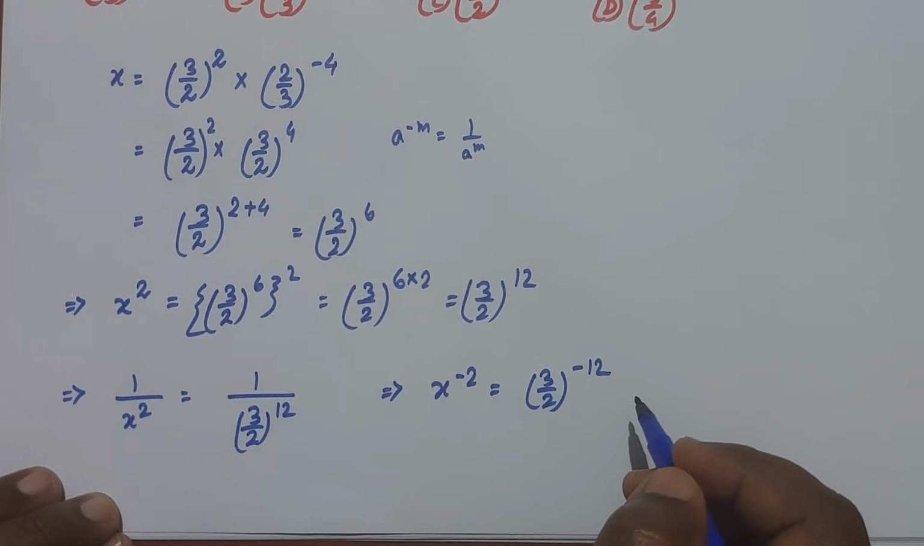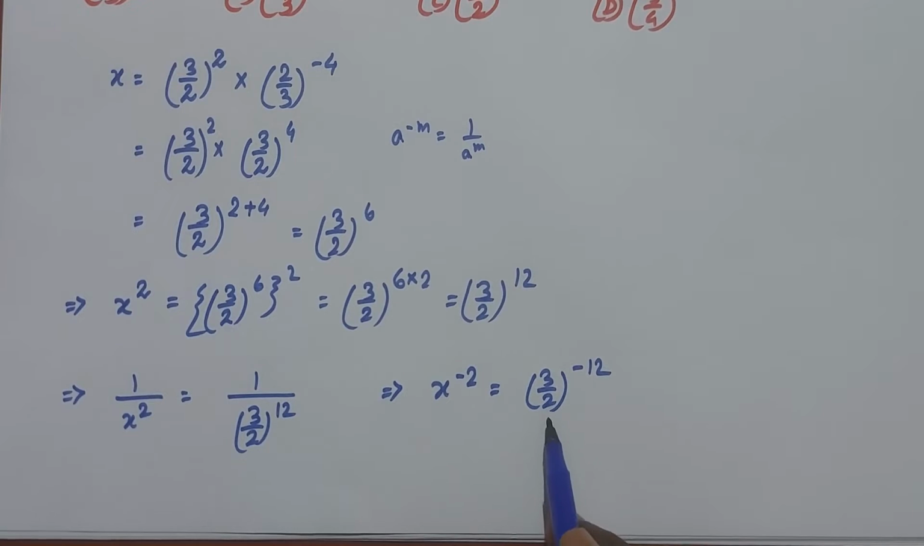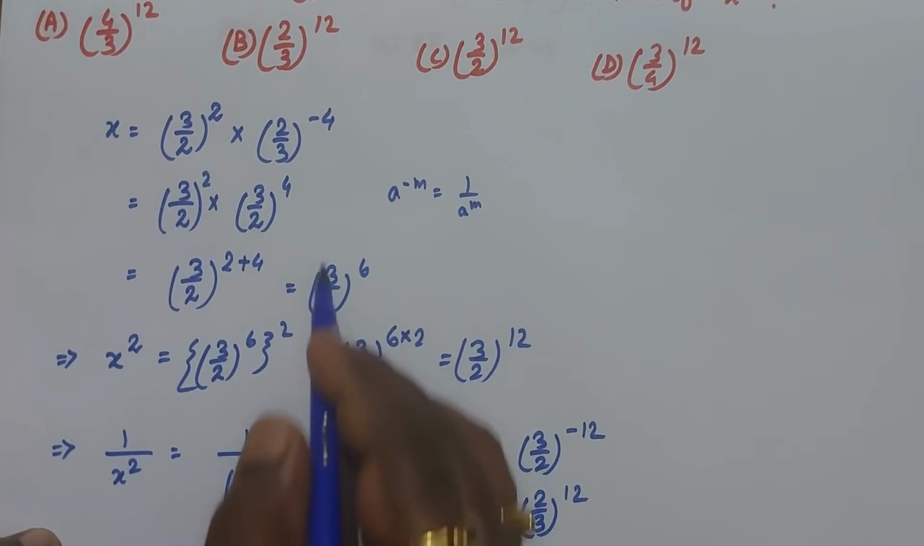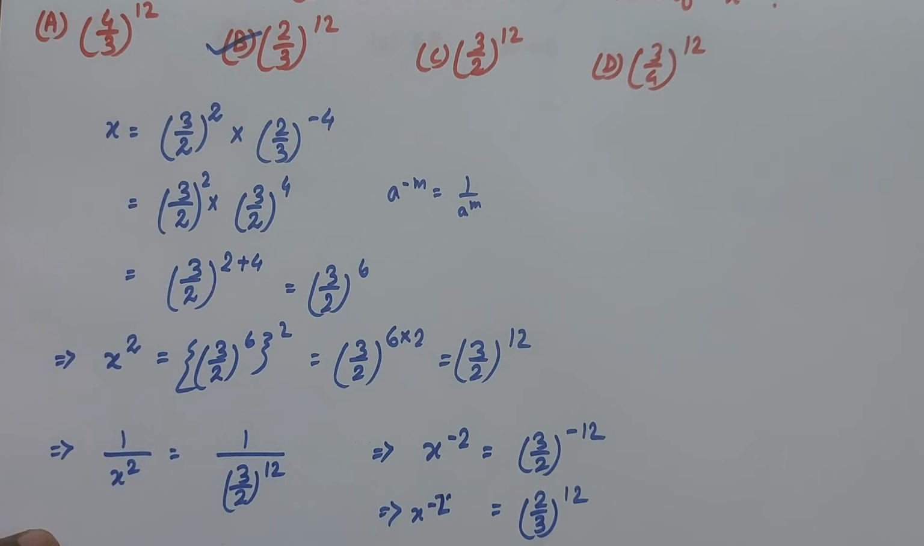Okay, now let us find out if it is given in the options or not. 3 by 2 whole to the power minus 2, or 2 by 3 whole to the power 12. Now 2 by 3 whole to the power 12 is available in the options. Option B, 2 by 3 whole to the power 12. So this is our answer.